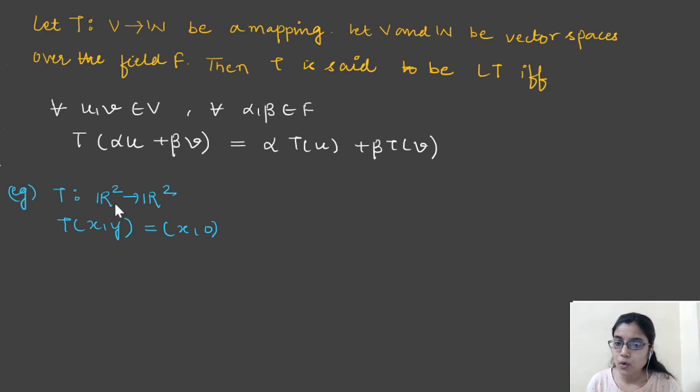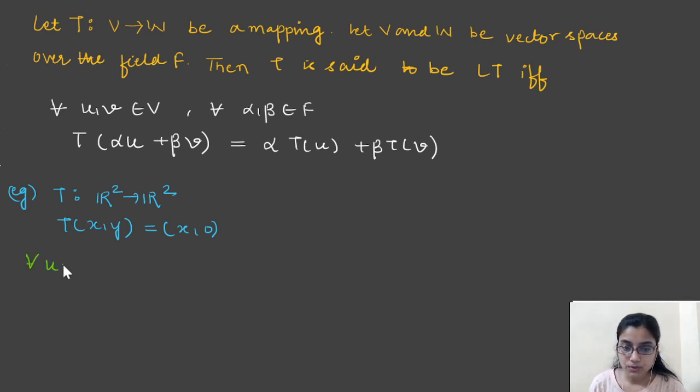This is a well-defined map. Why? Because R2 over R is a vector space, R2 over R is also a vector space, and this maps a member of R2 to a member of R2 itself. Fine. Now we will check whether this mapping is a linear transformation or not. For this, we will simply apply the definition to see whether this forms a linear transformation.